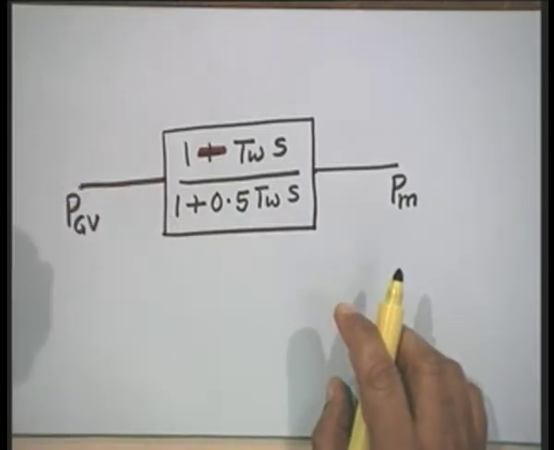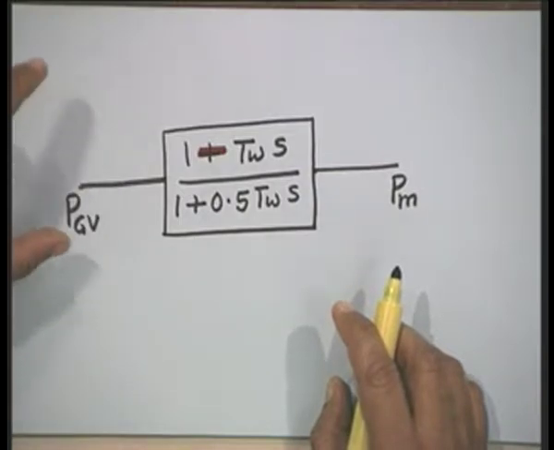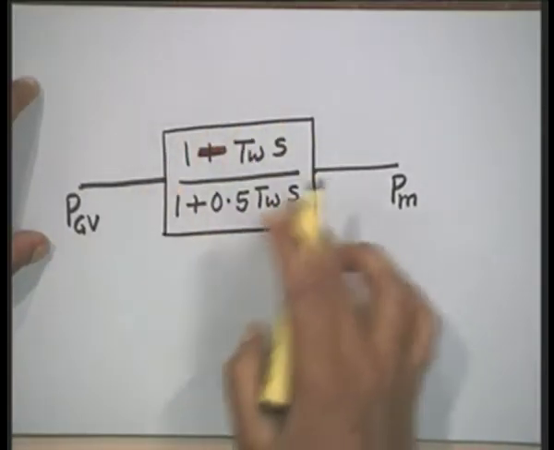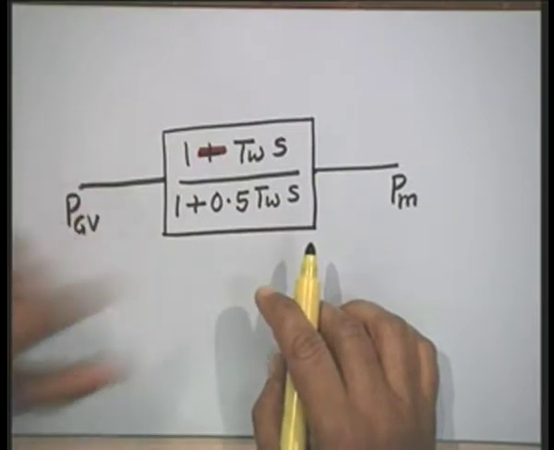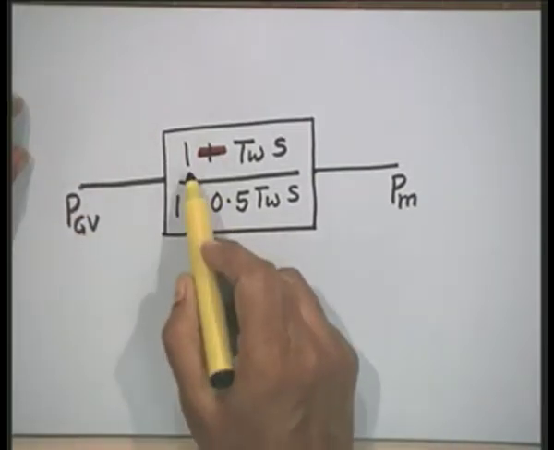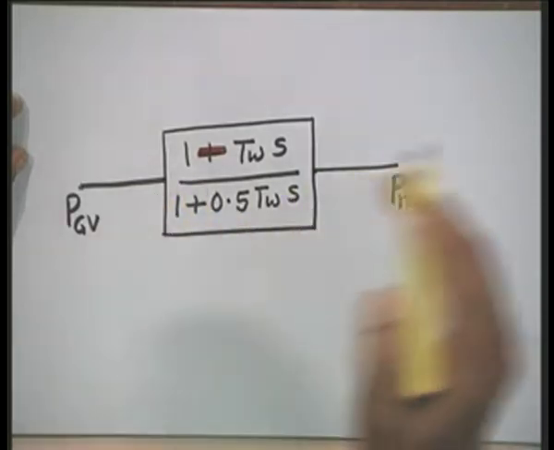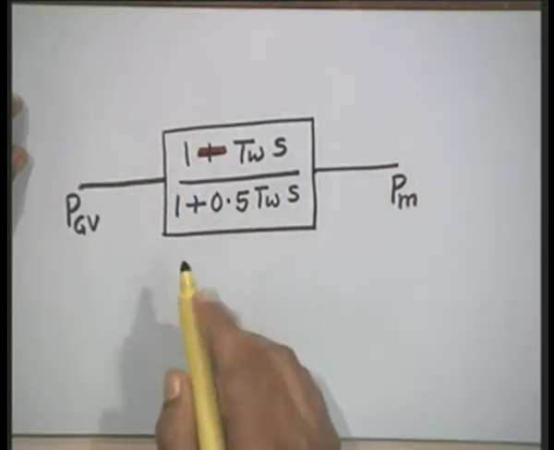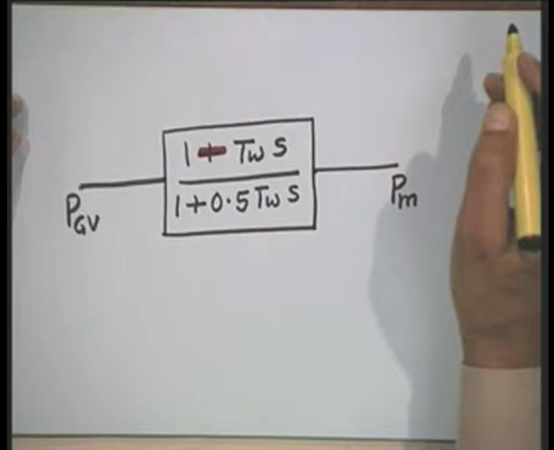Now, this transfer function has one special characteristic, that is, if I look at the poles and zeros of this transfer function, then it has 1 zero in the right half of the S plane, and transfer functions or systems which have at least 1 zero or 1 pole in the right half of the S plane are known as the non-minimum phase transfer functions or non-minimum phase systems.